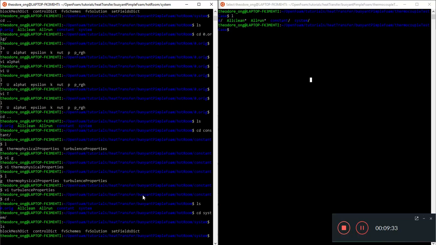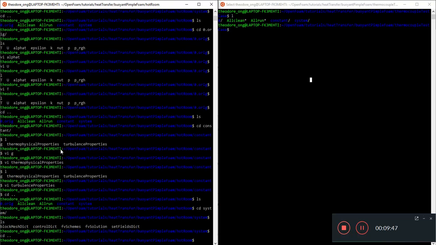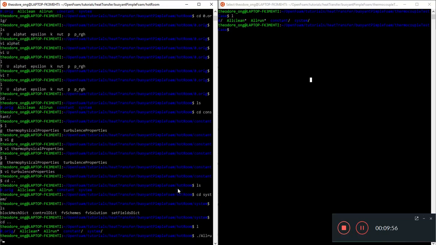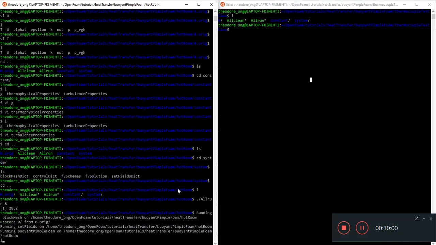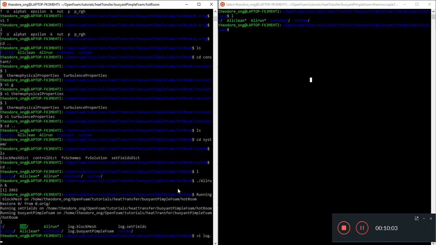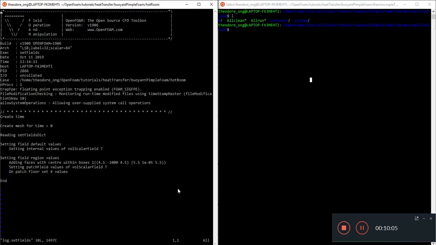And yeah, so we roughly know what's going on with this buoyantPimpleFoam hotRoom. There's a 600 degree box somewhere, and that is defined by the setFields utility. So it splits it up into some sort of region, and let's just do an Allrun and see what happens. The setFields is running. So we can take a look at the log.setFields because this is really interesting, the setFields utility.